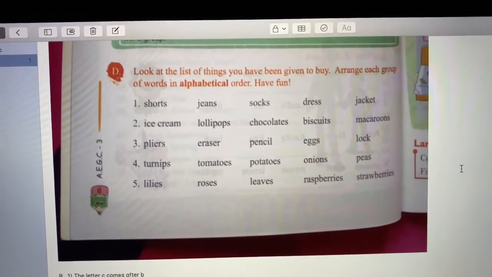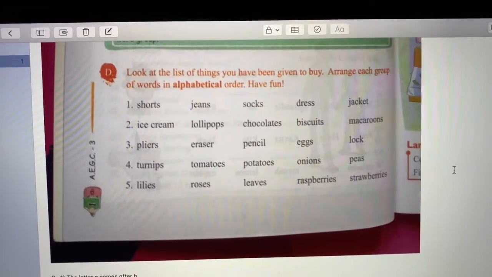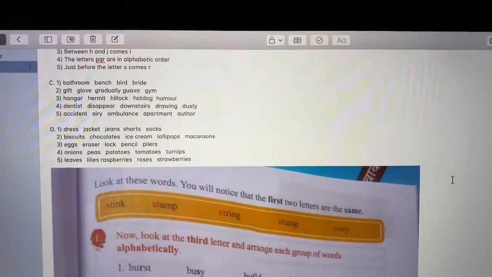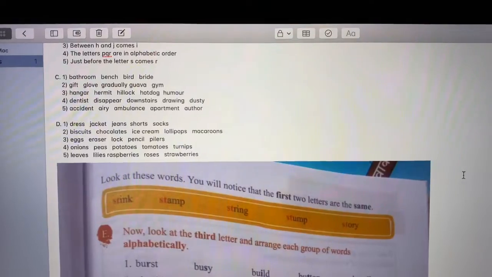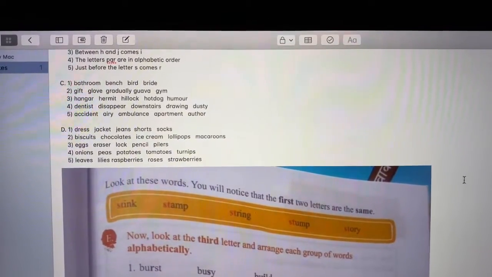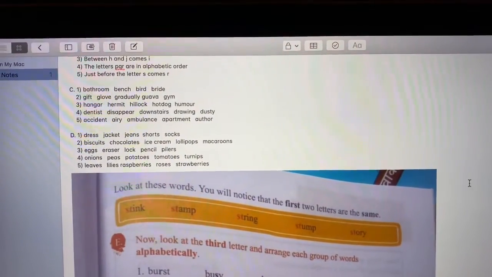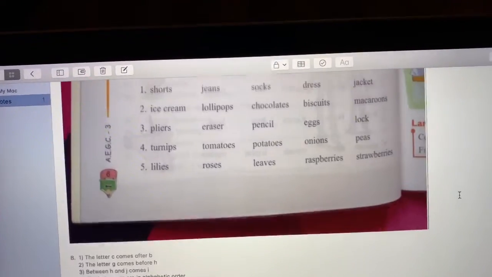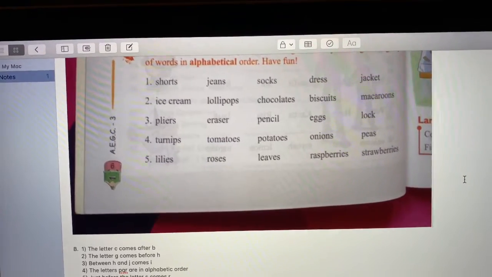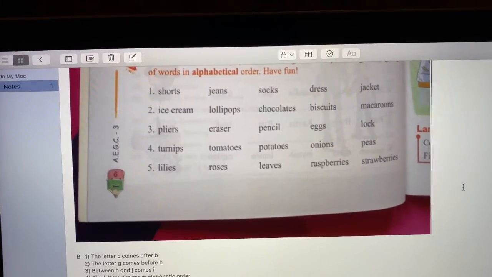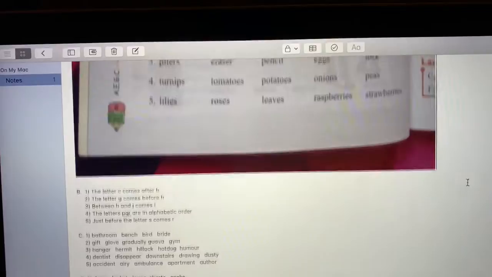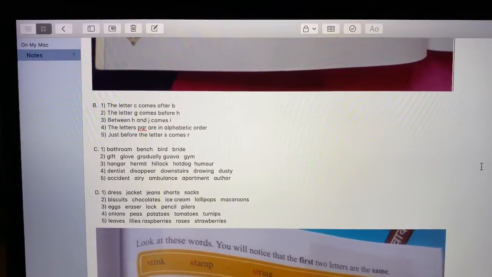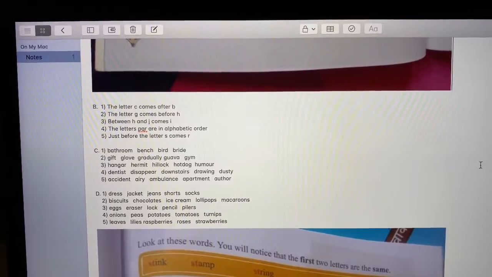Now the second one says ice cream, lollipops, chocolates, biscuits and macaroons. So once you arrange them, they are supposed to be biscuits, chocolates, ice cream, lollipops and macaroons. This will be the correct order. Third one, pliers, eraser, pencil, eggs and lock. The correct arrangement is going to be eggs, eraser, lock, pencil, pliers.